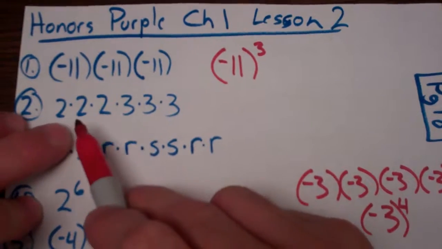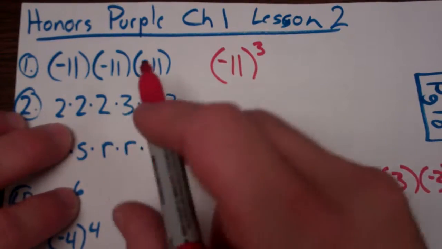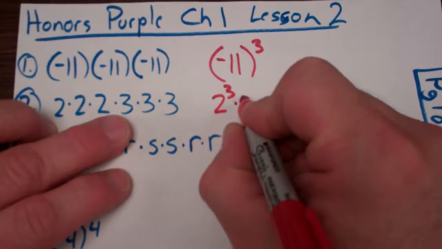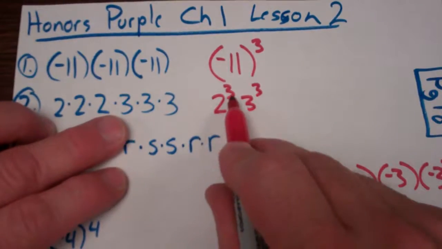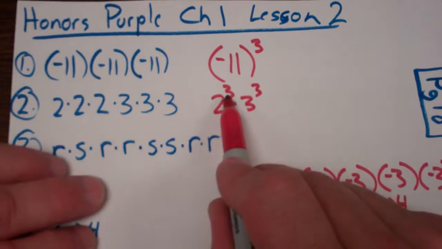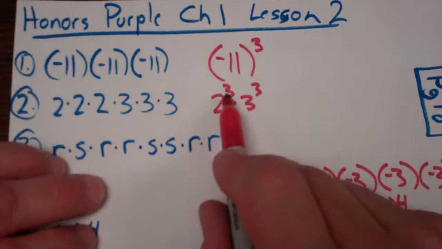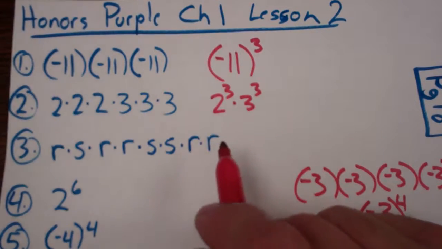We're going to write this one. I have 2 used as a factor 3 times, so that would be 2 to the 3rd power, and then I have 3 used 3 times, so that's 2 to the 3rd times 3 to the 3rd. Remember, 3rd power can be read as cubed, so that would be 2 cubed times 3 cubed.